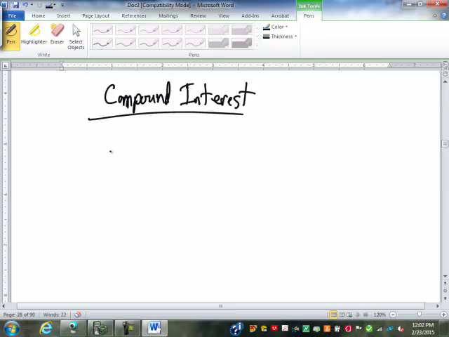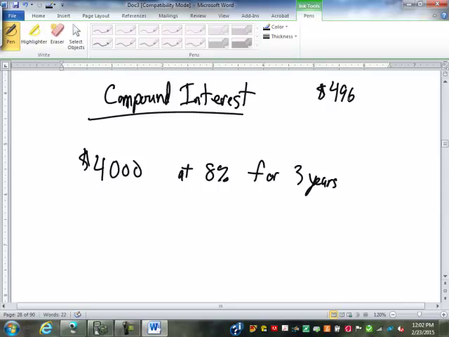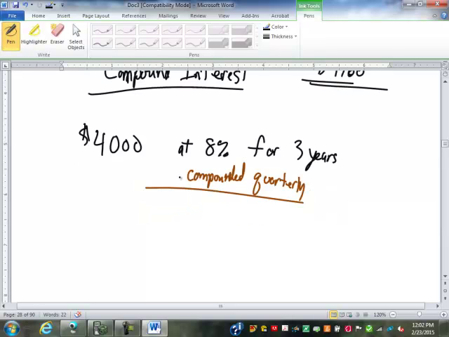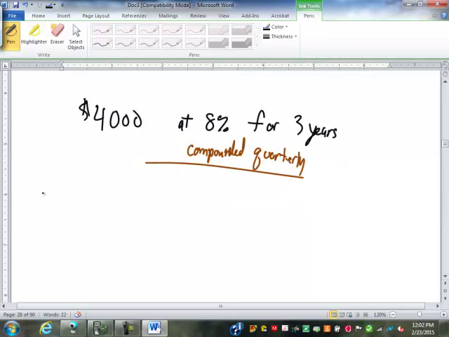So let's go back to that original example. We had $4,000 at 8% for 3 years. And you'll note in that original form we came up with $4,960 total after the 3 years. We're going to make one little change to it this time. This time it's 8% compounded quarterly. So, from that now, 8% compounded quarterly, we're going to take a look at finding the balance.